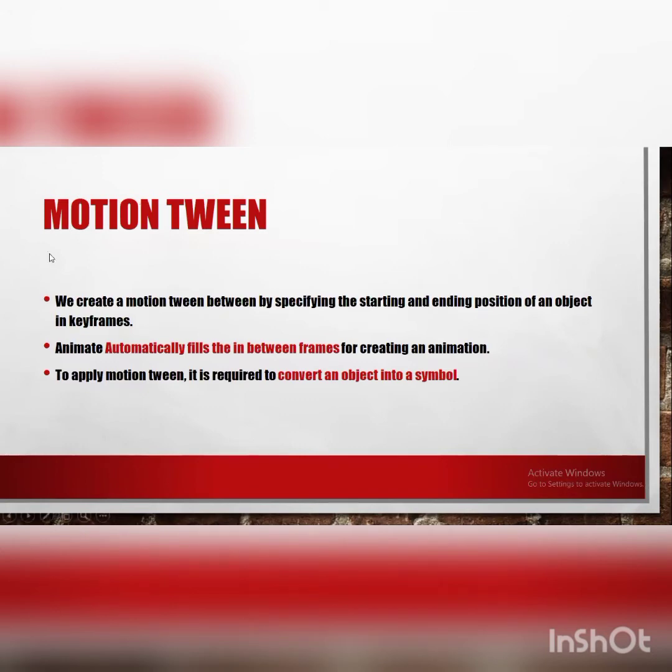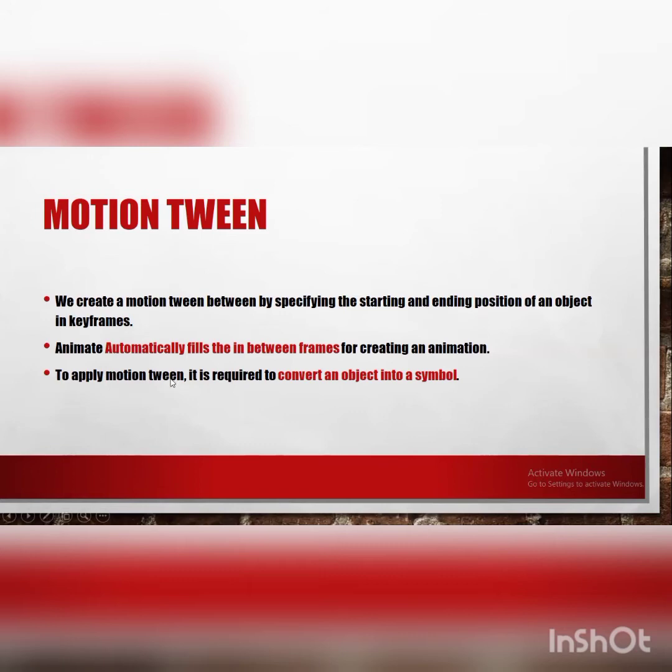Motion tween, as the name indicates, motion means movement. When an object moves from one place to another, that is called motion. We create a motion tween by specifying the starting and ending position of an object in keyframes. So in this tweening, we will specify the starting point and ending point. Animate automatically fills the in-between frames. We don't need to create the frames or keyframes. Animate automatically fills the frames in between for creating the animation.